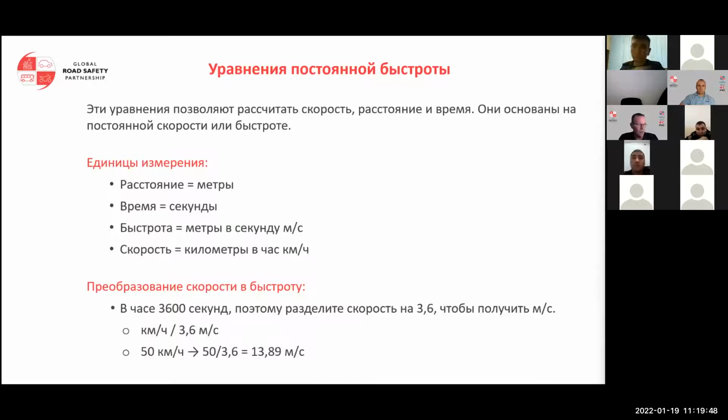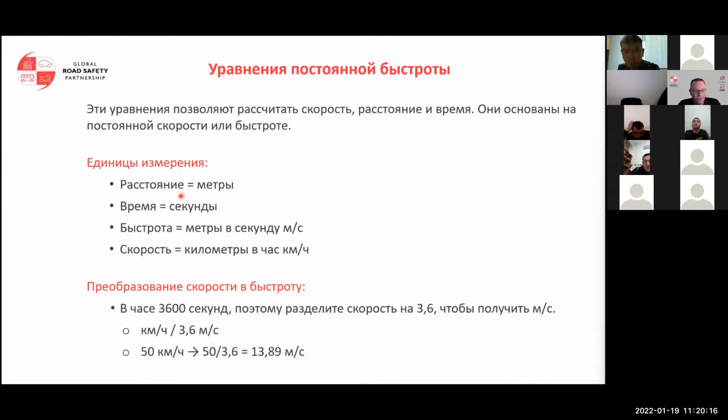Let's start with some equations around constant velocity. Now, these equations are used when a vehicle is traveling at a constant speed. It's not speeding up, it's not slowing down, it's just traveling along. So if I'm doing 50 kilometers per hour, I'm just traveling constantly at 50 kilometers per hour.